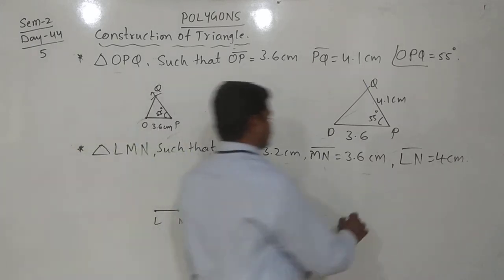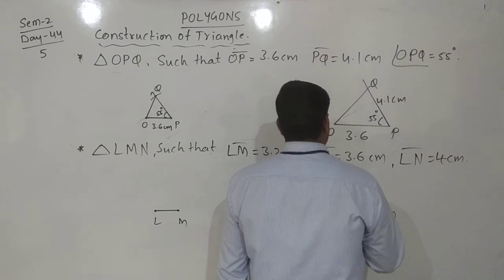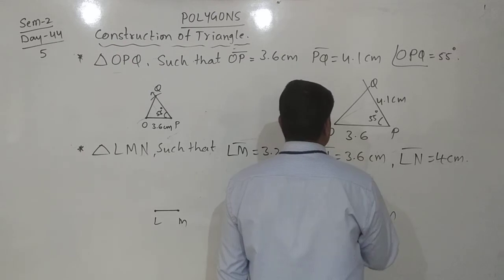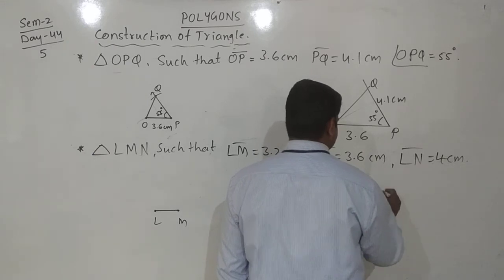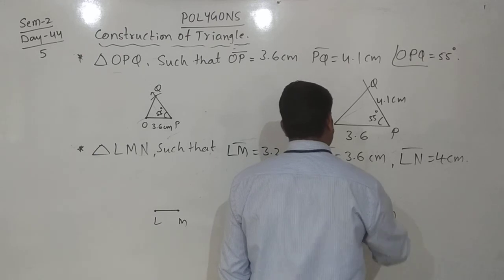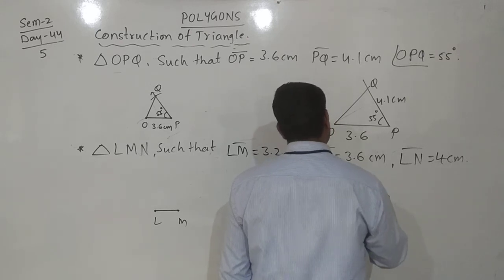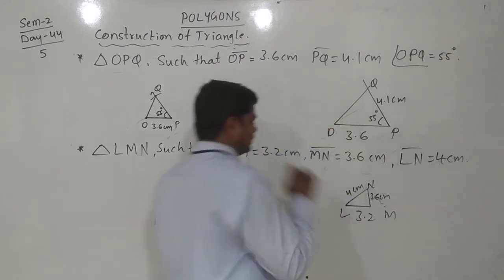Rough diagram. 3.2. LN is 4 centimeter and MN is 3.6 centimeter. LN is 4 centimeter. Like this diagram.